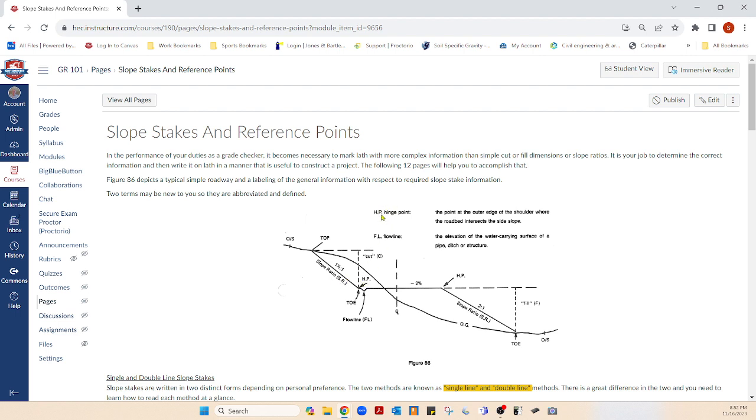So these are the terms that are new to you probably. Hinge point is the point at the outer edge of the shoulder where the roadbed intersects the side slope, basically right here and basically right here. Those are called hinge points, or sometimes it's the shoulder. The shoulder is really a piece of gravel or something that meets the edge of the pavement somewhere along here. But this is a little bit offset on purpose to make sure that the water runs toward the mountain and into the ditch.